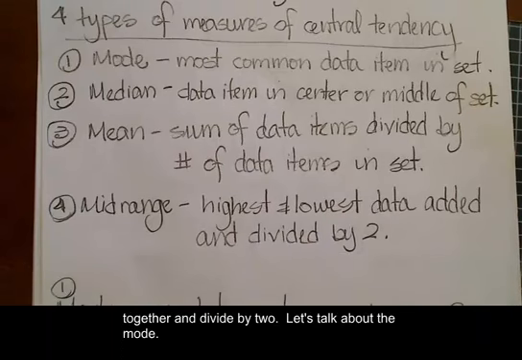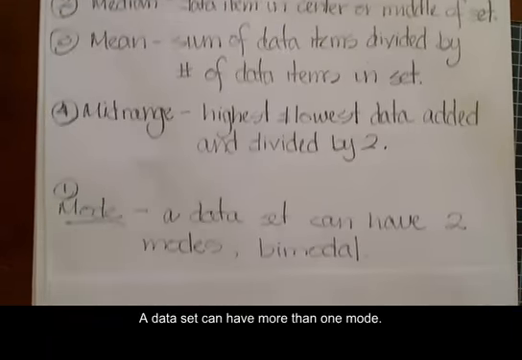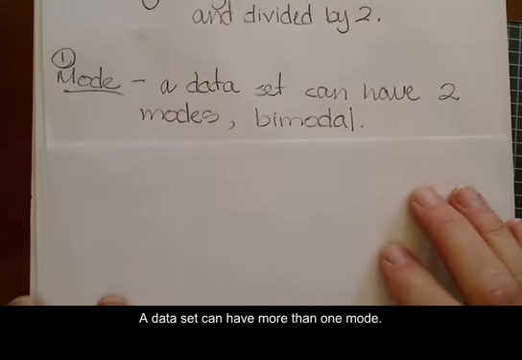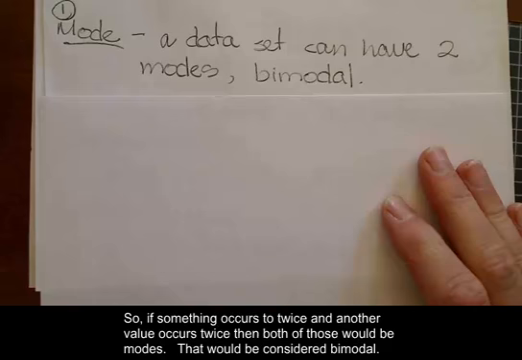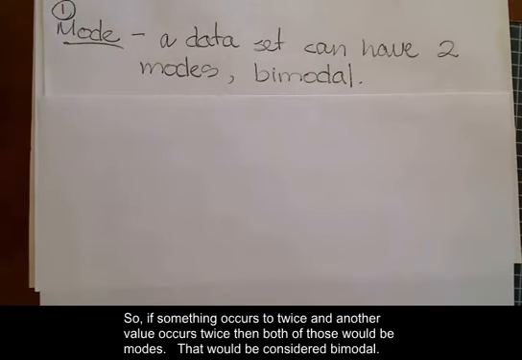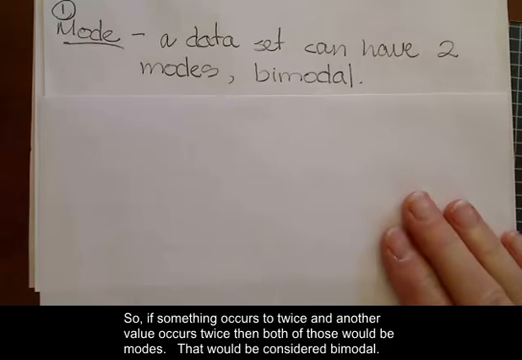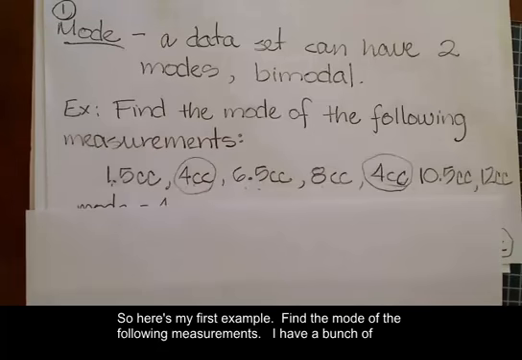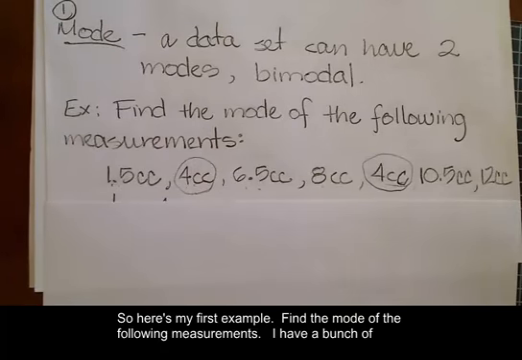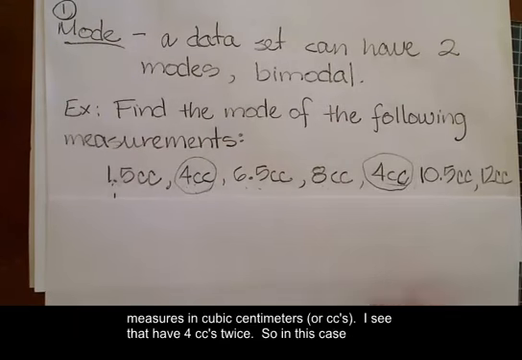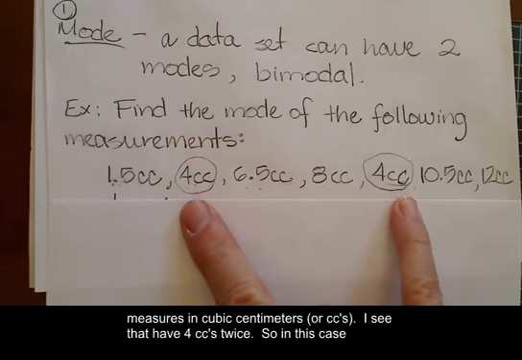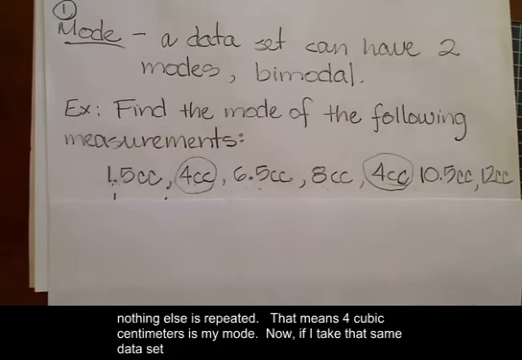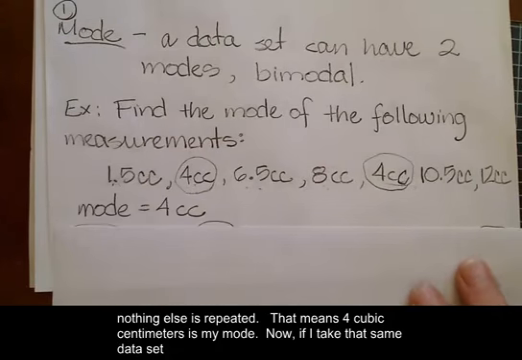So let's talk about the mode. A data set can have more than one mode. If something occurs twice and another value occurs twice, then both of those would be modes, and that would be considered bimodal, and we'll make an example of that. Here's my first example. Find the mode of the following measurements. I have a bunch of measures in cubic centimeters, or cc's, and I see that I have 4 cubic centimeters twice. Nothing else is repeated, so 4 cubic centimeters is my mode.